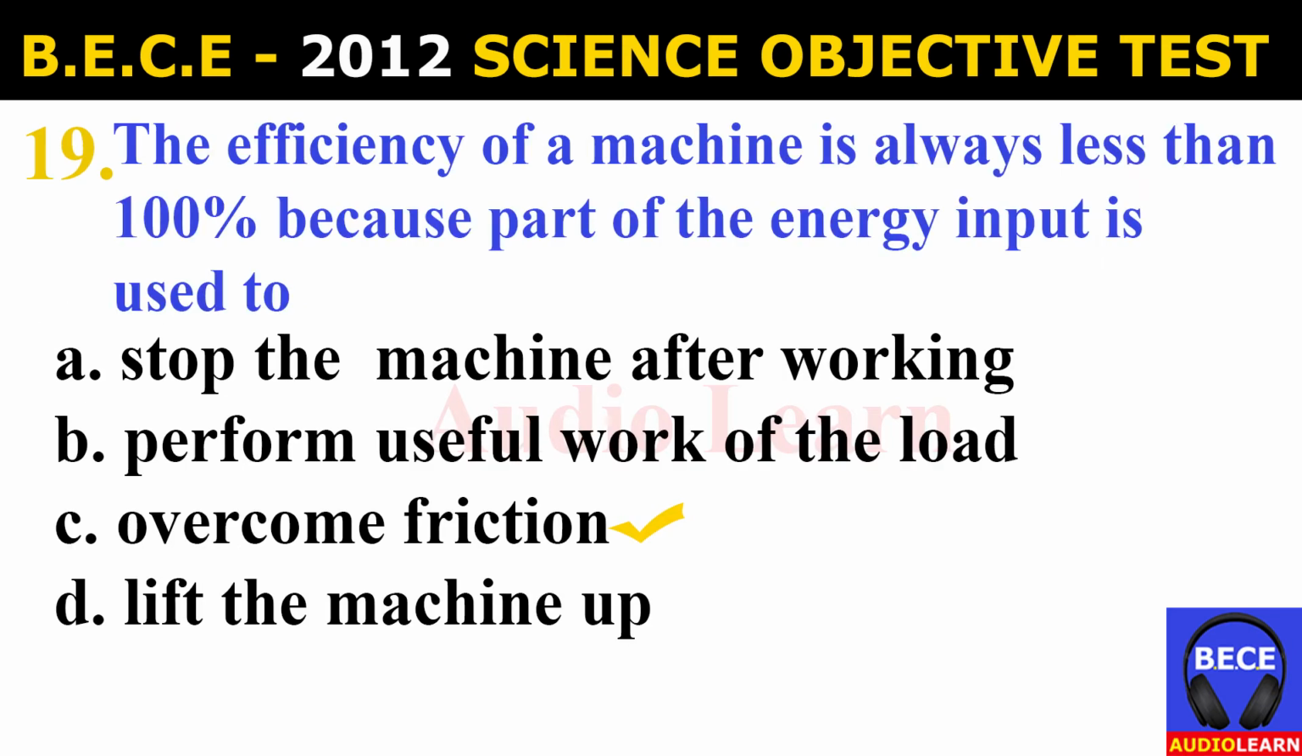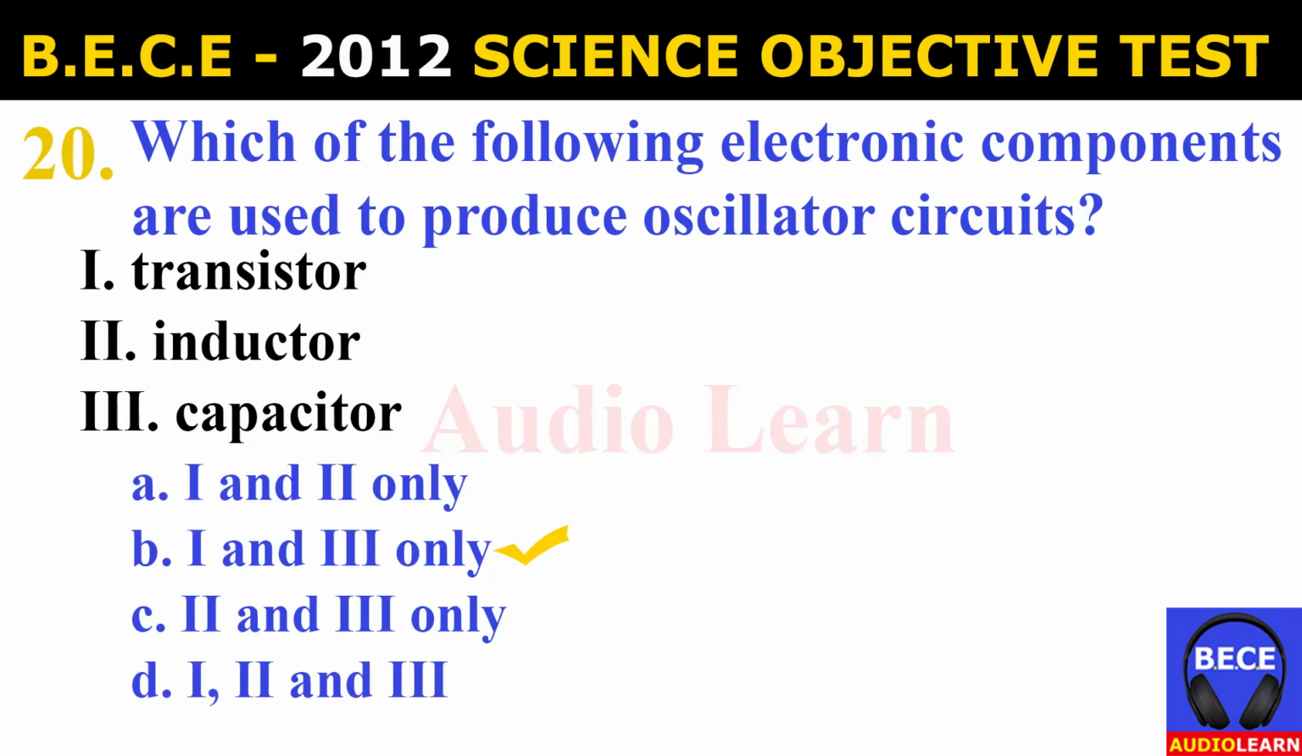Number 19. The efficiency of a machine is always less than 100% because part of the energy input is used to A. Stop the machine after working. B. Perform useful work of the load. C. Overcome friction. D. Lift the machine up. And the answer is C. Overcome friction. The efficiency of a machine is always less than 100% because part of the energy input is used to overcome friction.